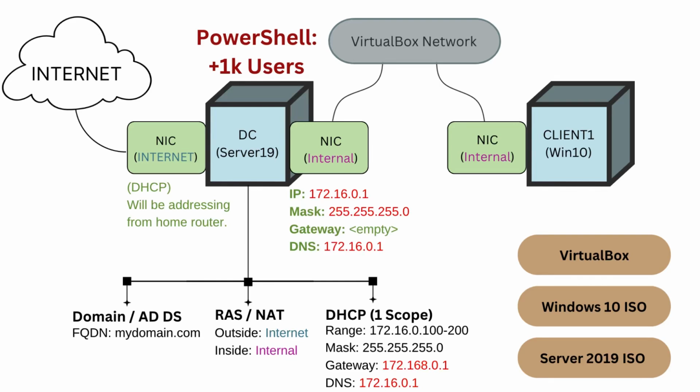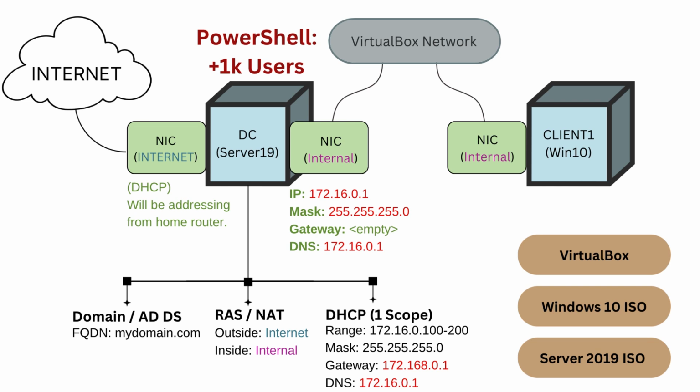In this tutorial, we're going to set up a basic Windows networking environment using Oracle VirtualBox. First, we'll download and install VirtualBox, along with the Windows Server 2019 and Windows 10 ISOs, which will allow us to run two separate virtual machines. The first virtual machine will be our domain controller, which will host Active Directory.